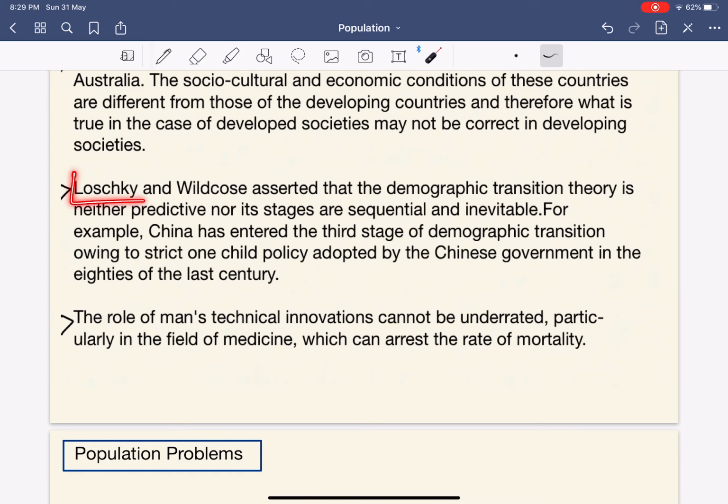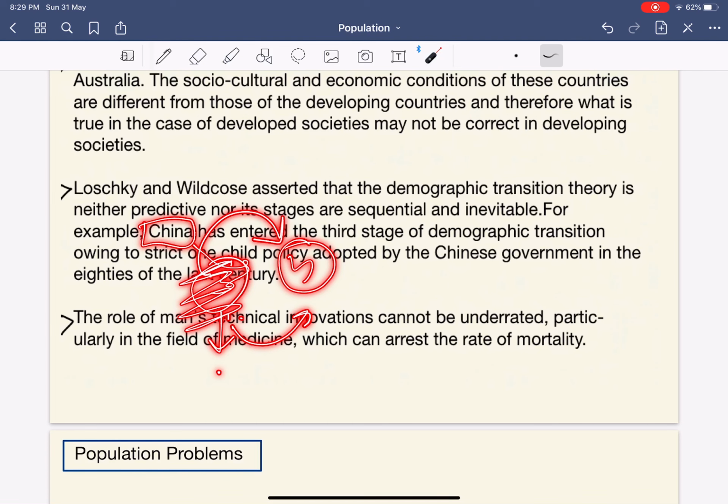Again, Beaujeu-Garnier and Wilcox asserted that the demographic transition model is not predictive. Predictive means we are making a prediction that if you're going from the first stage, you'll go to the second stage, the third stage and the fourth stage. This is not predictive. Why? Because of China. Like we had discussed, China directly entered the fourth stage and did not even go into the third stage. India is going through the third stage and will go to the fourth stage, but China never went into the third stage and directly jumped into the fourth stage through its one child policy.